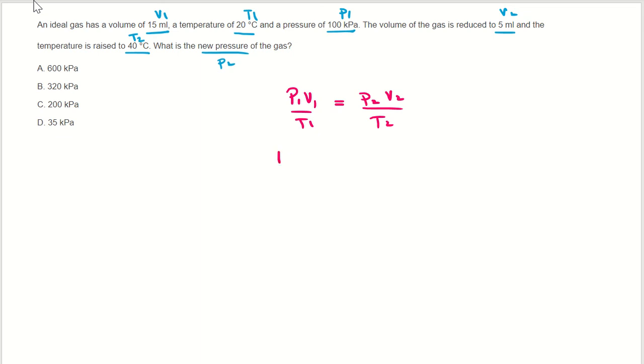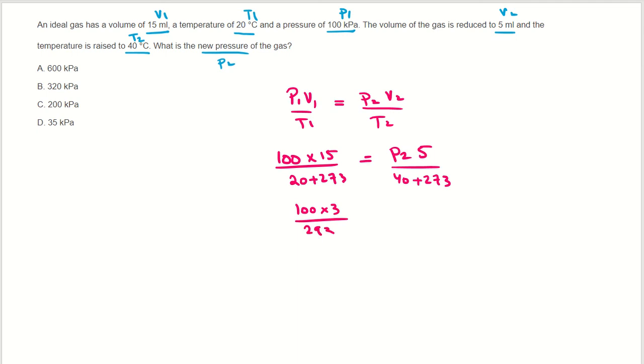So P1 is 100, V1 is 15, and T1 is 20 plus 273. P2, I need to find it. V2 is 5, and T2 is 40 plus 273. So what I can do here is remove the 5 with the 15. I will end up having 100 times 3 over 293 equal to P2 over 313.